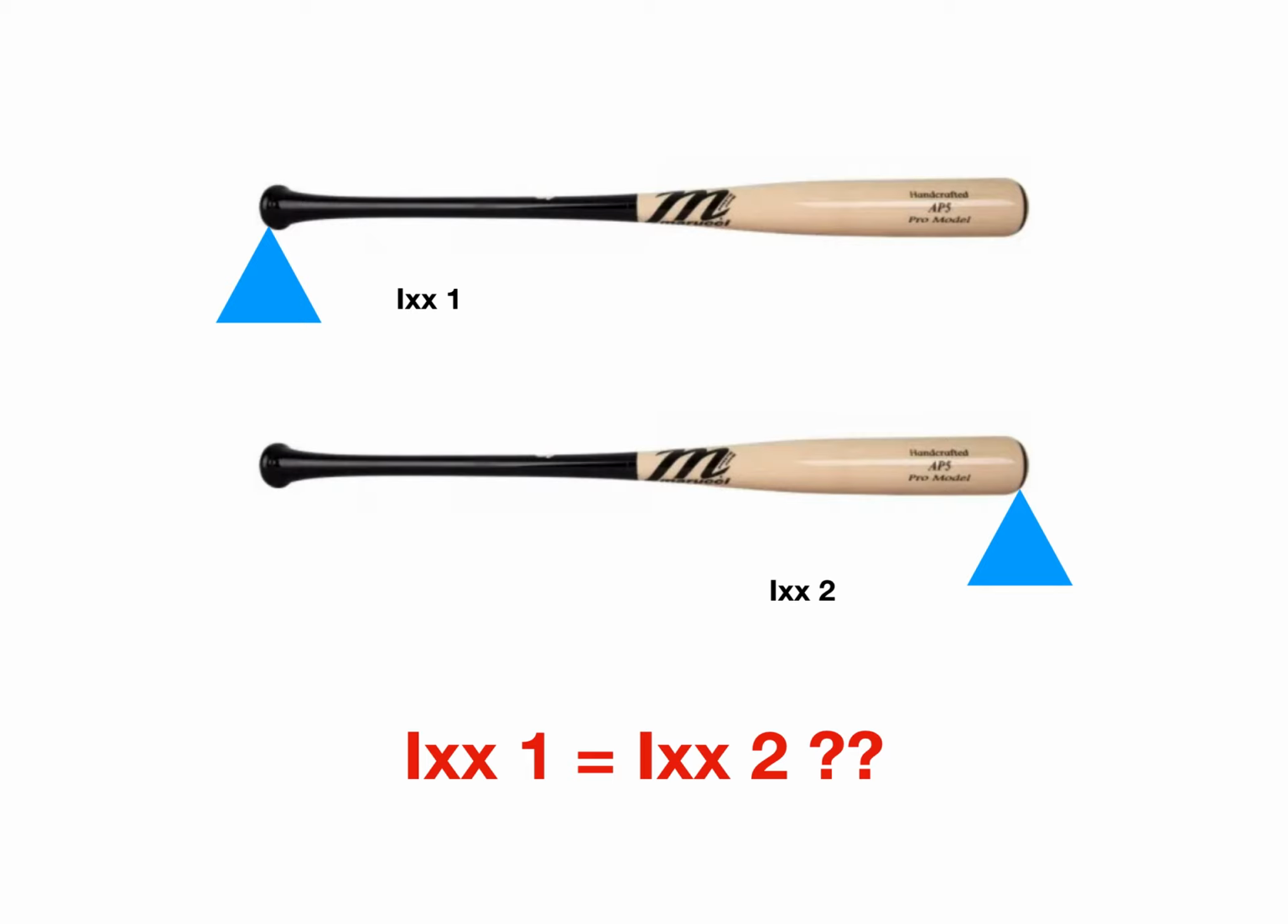For today's lab, we're going to have two objects. The first object is a baseball bat, and the second object is a racket. For each object, we're going to hang the object at the grip and also at the other end, and calculate the moment of inertia when the axis of rotation is at a different place. So think about it: do you think the moment of inertia will be different if we hang the object at a different end?